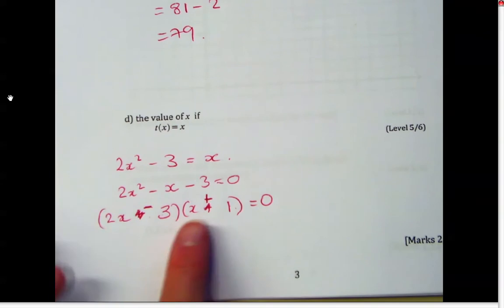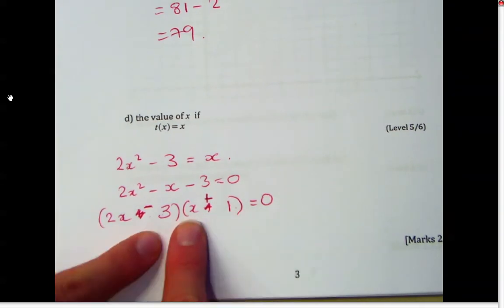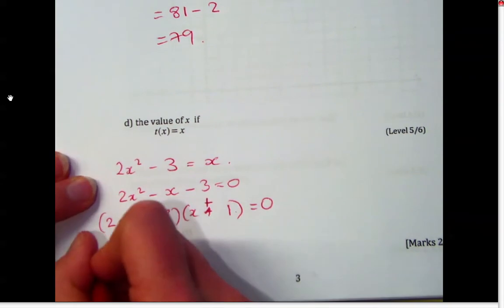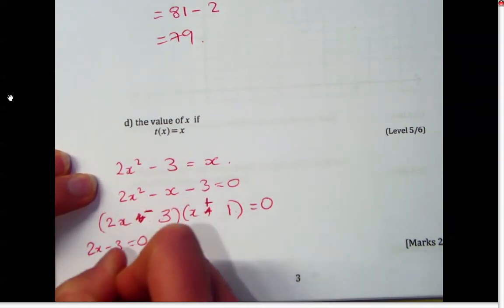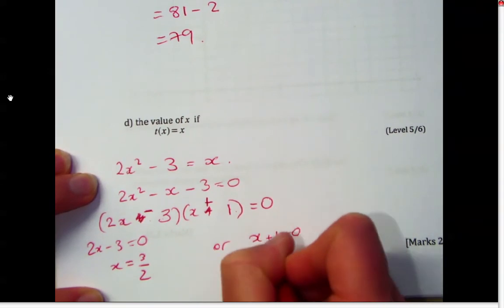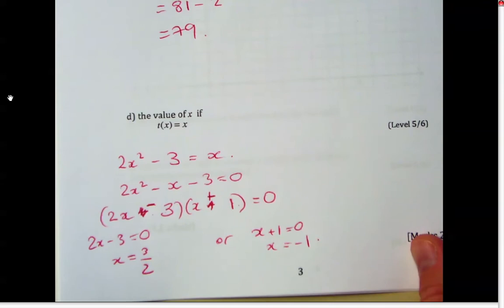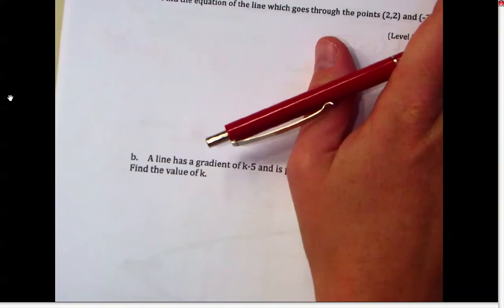Okay, let's just double check. When we do FOIL, I'm going to get 2x squared plus 2x minus 3x, which is what I want, and minus 3. So either this is 0, which rearranges to 3 over 2, or this is 0, which rearranges to minus 1. Any questions? Yeah, I'm going to leave it then. Turn the page. I think you could probably do that in your head, yeah.